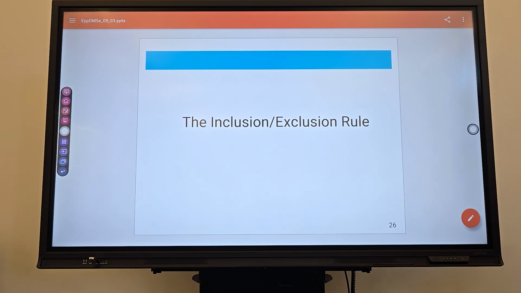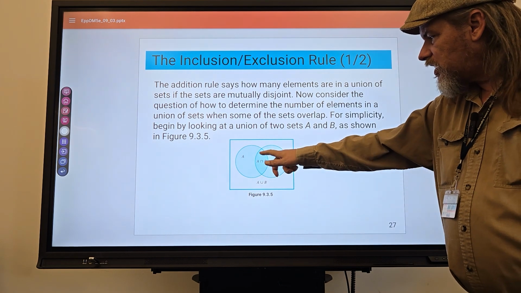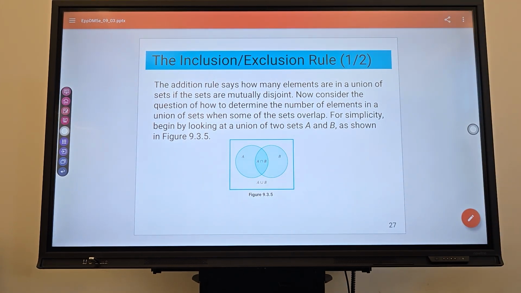The inclusion-exclusion rule. The addition rule says we know how many elements are in a union of sets if the sets are mutually disjoint. Now consider the question of how to determine the number of elements in a union of sets when some of the sets overlap. For simplicity, begin by looking at the union of two sets, A and B, as shown in this figure. The darker shaded area is the union of A and B.